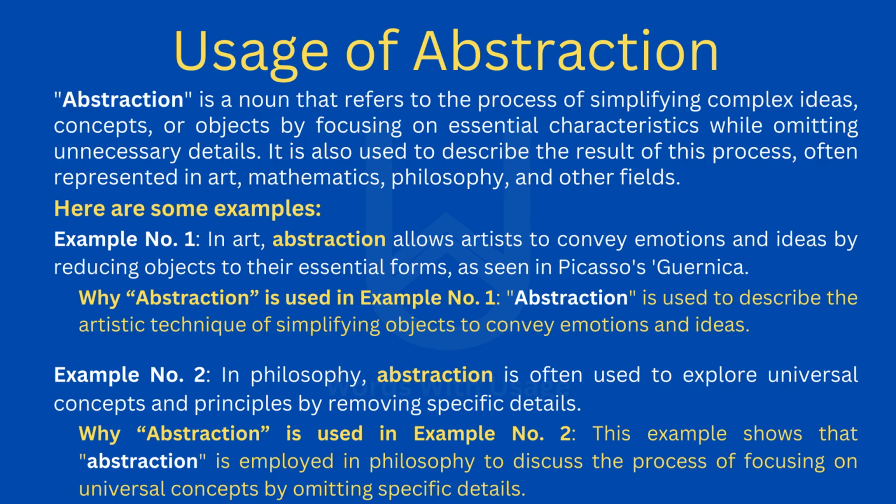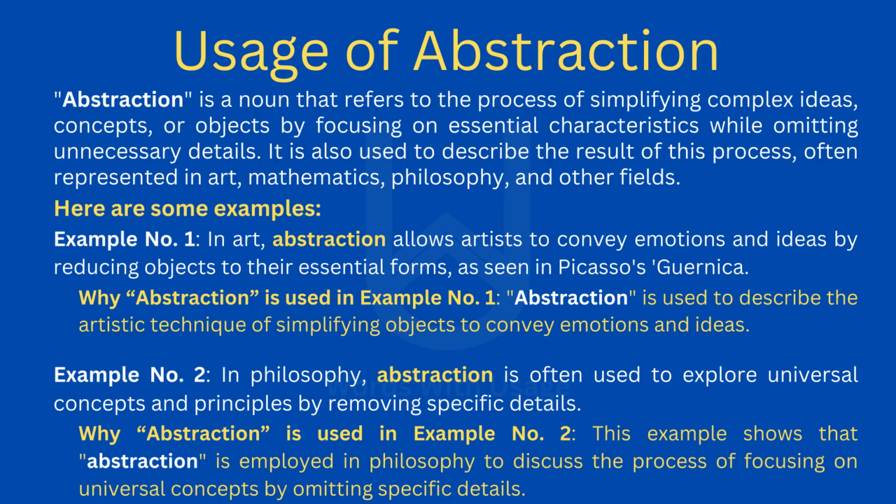Abstraction is a noun that refers to the process of simplifying complex ideas, concepts, or objects by focusing on essential characteristics while omitting unnecessary details. It is also used to describe the result of this process, often represented in art, mathematics, philosophy, and other fields.